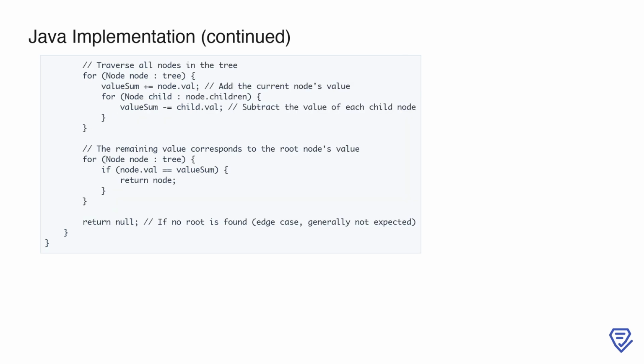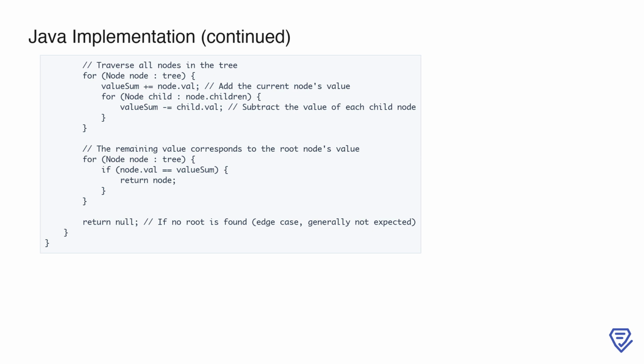Now, we traverse through all the nodes in the tree using a loop. For each node, we add its value to valueSum. Then, we iterate through the node's children and subtract each child's value from valueSum. By doing this, we effectively cancel out all non-root nodes, since each non-root node's value is added once as a node and subtracted once as a child. After the traversal, the valueSum variable holds the value of the root node.